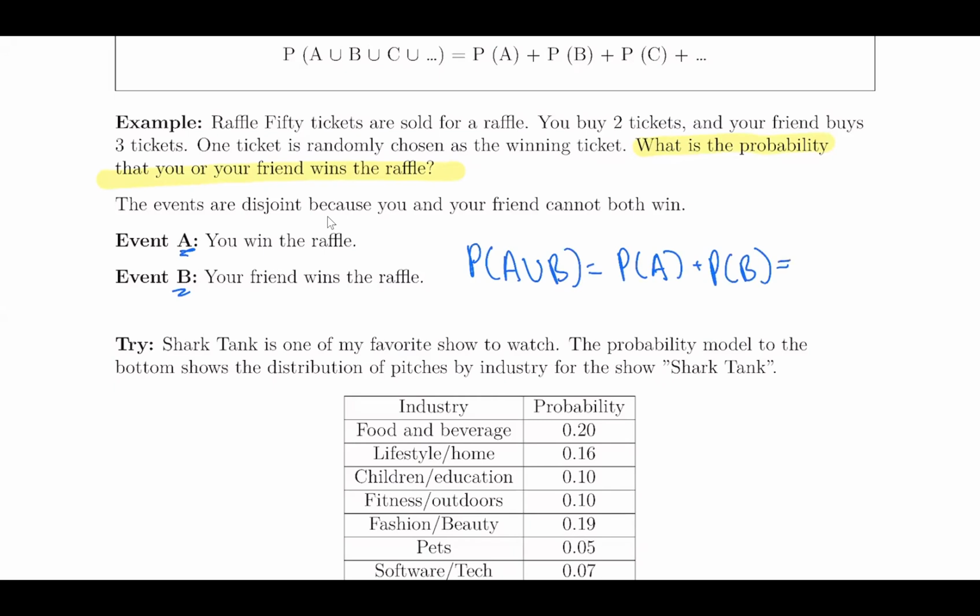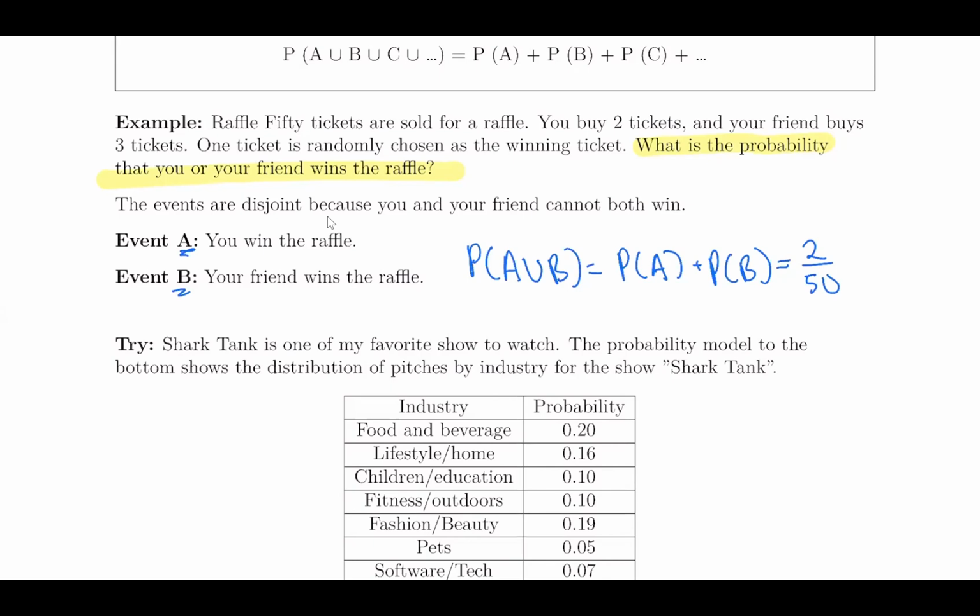All right. So the probability of A is you win the raffle. How many tickets did you buy? 2. How many total tickets were sold? 50. Cool. So the probability that you win the raffle is 2 out of 50, because you bought 2 tickets and there's only 50 tickets out there.